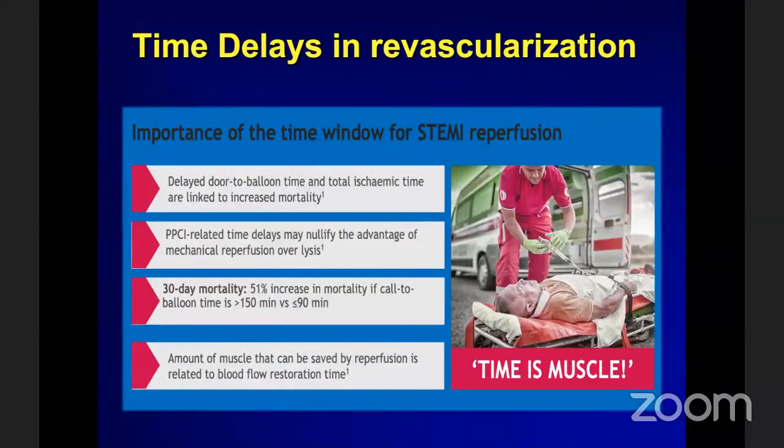If we are talking about the critical time of revascularization, time plays an important role in the survival and the prognosis for patients with acute coronary syndrome. The amount of cardiac muscle that can be saved by perfusion is always related to the flow restoration time. The shorter the time to perfusion, the more cardiac muscle saved for this patient, and the fewer complications. Also, in trials, for 30-day mortality, they found a 51% increase in mortality if the call to balloon time, or the call to reperfusion time, is prolonged more than 150 minutes. So delayed door to balloon time and the total ischemic time are linked to increased mortality.